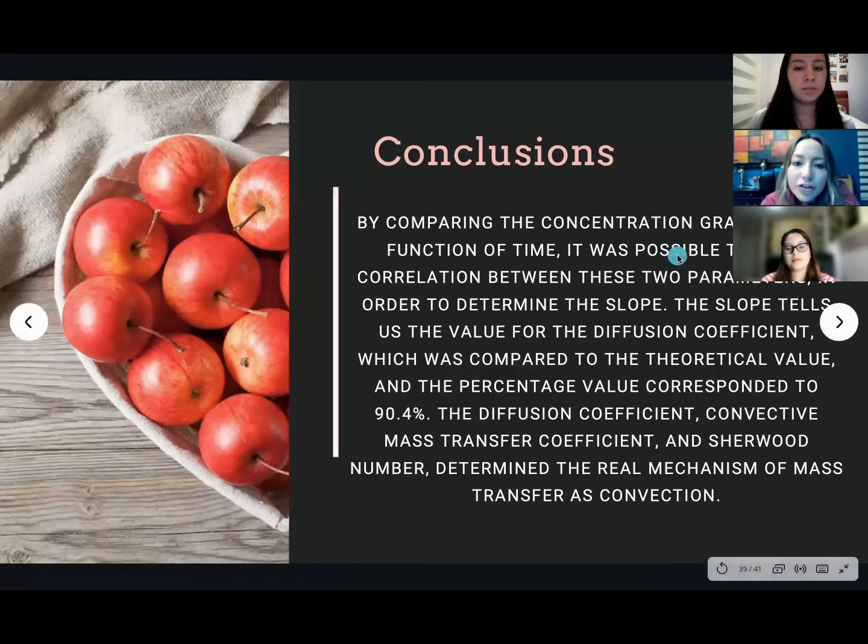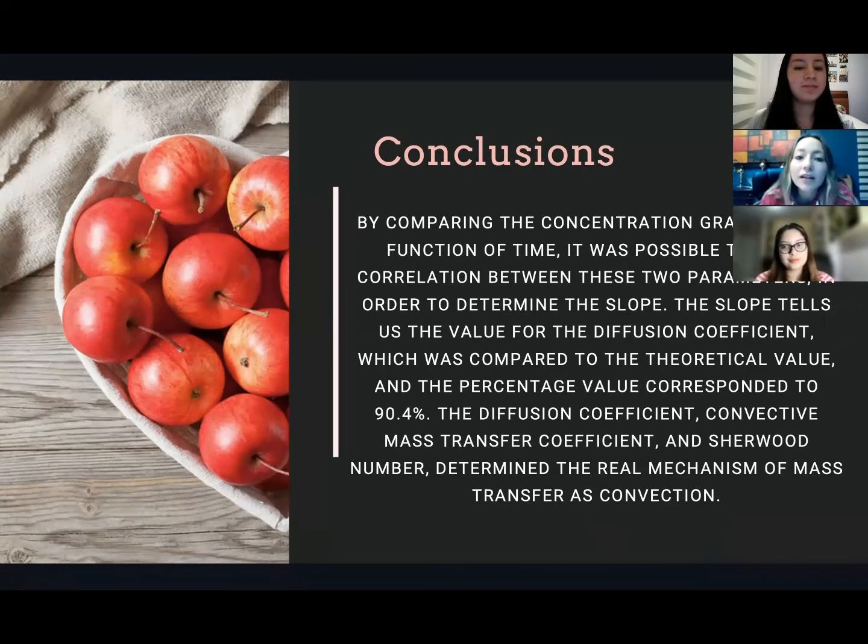The diffusion coefficient, convective mass transfer coefficient, and Sherwood number are all related and they determine the real mechanism of mass transfer. Based on the diffusion coefficient, the value obtained corresponds to 3.40 times 10 to the minus 6 square centimeters per second. By comparing this to the theoretical value of 3.55 times 10 to the minus 5 square centimeters per second, the percentage error was 90.4%.